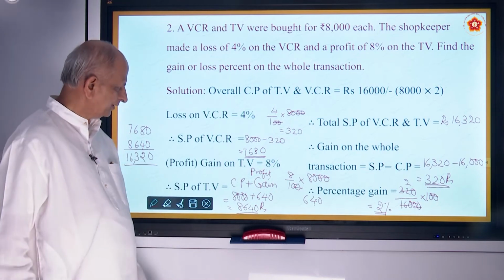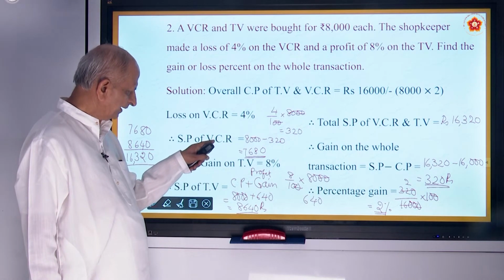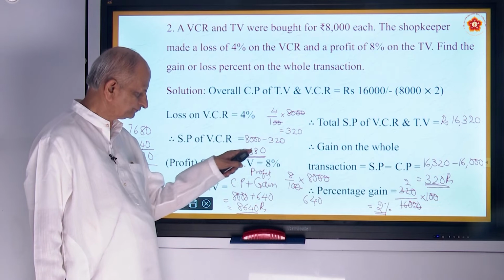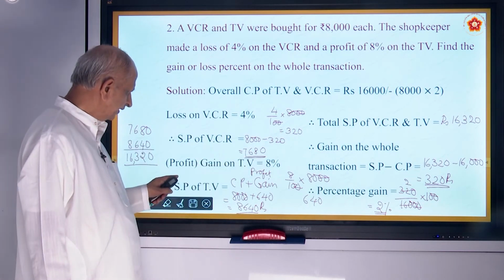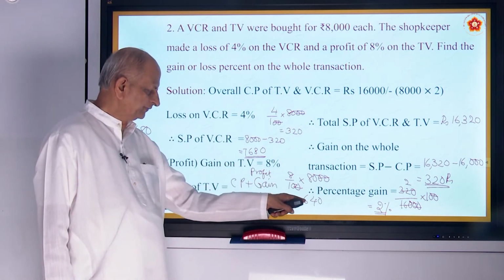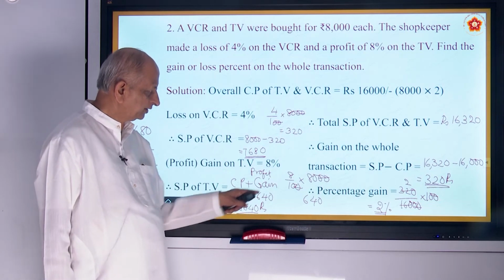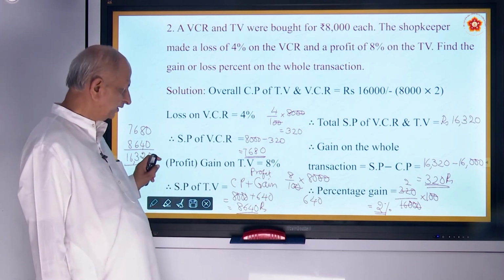Understood? What you have done? First you found the selling price of VCR. Because it is loss, you are subtracting. It came to 7,680. Then in TV 8% profit. So that is 640 rupees added to the CP, 8,640. Totally it will be, if you add these two, you get 16,320.